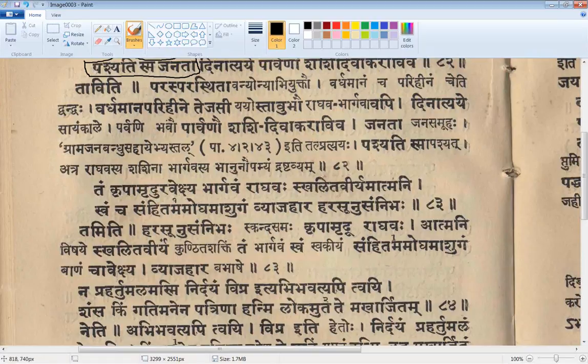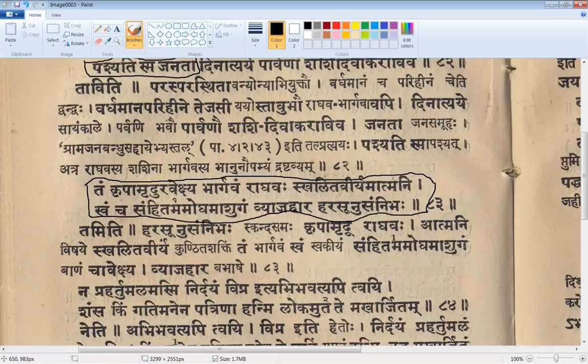Okay, so we are looking at this shloka, number 83, the Triyashititamah shlokah. Tam krupa mrudur apeksha bhargavam raghavah skhalita viryam atmani samcha samhitam amogham ashugam vyajahara harasunu sannibhah sandipah. Tam kripa mrudurraveksha bhargavam raghavas khalita viryam atmani samcha samhitam amogham ashugam vyajahara harasunu sandipah.